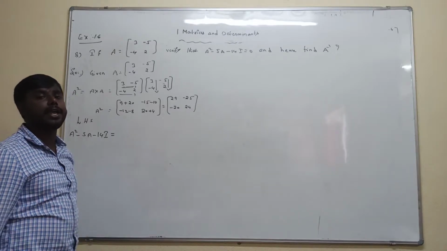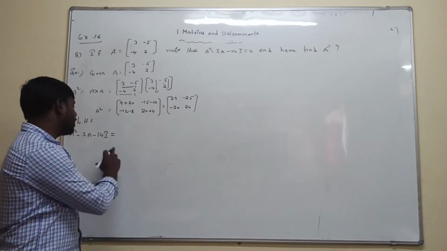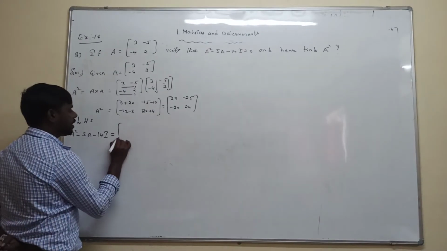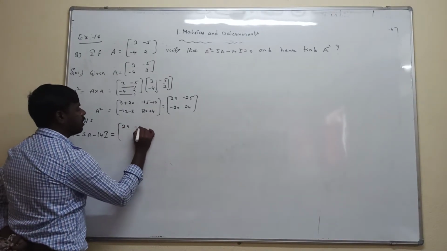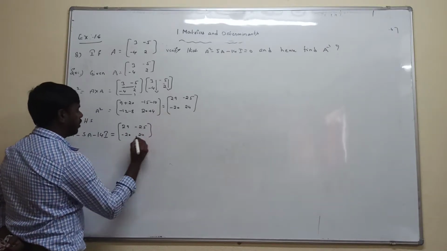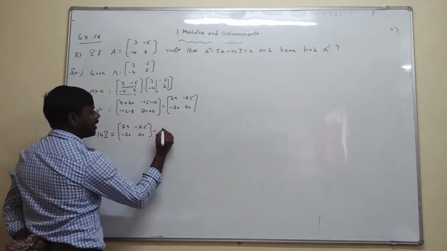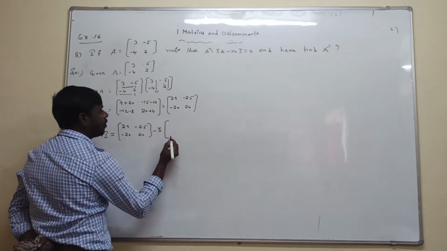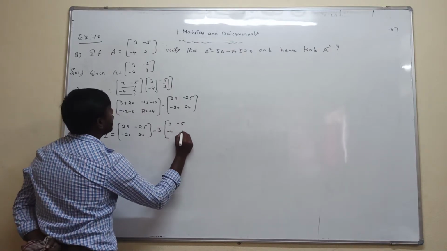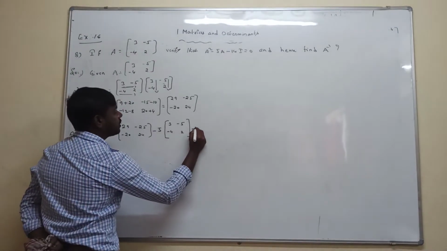Then it is called the identity matrix. The identity matrix is written by capital I. So now, substitute the matrix in place of A squared: 29 minus 25 minus 20 24. Next, the given symbol is negative 5A. In place of A, substitute the elements 3 minus 5 minus 4 2.